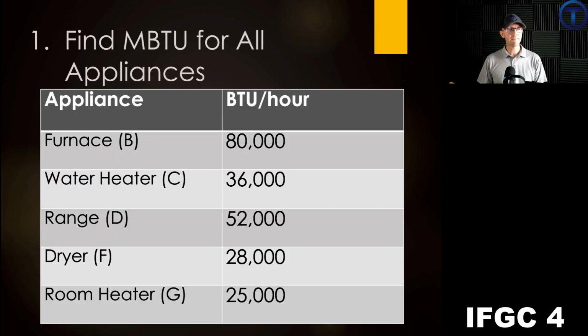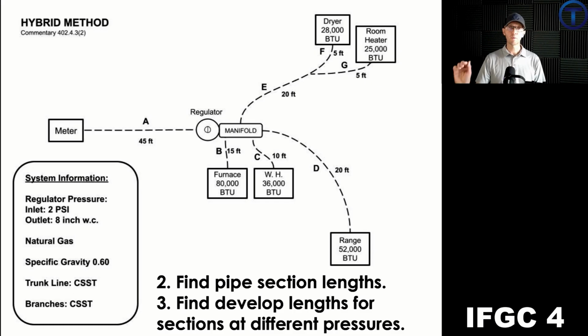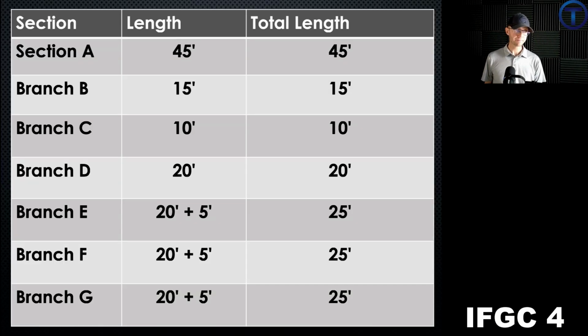Here's our list of appliances. The furnace has 80,000 BTUs, water heater 36,000 BTUs, the range has 52,000 BTUs, the dryer has 28,000 BTUs, and the room heater has 25,000 BTUs. We take the time to diagram our system, label the section lengths, A through G, and we're going to find those distances for each one. That gives us enough information to figure things out.